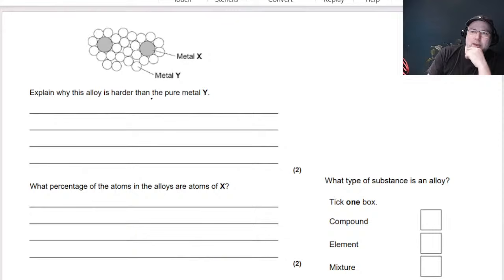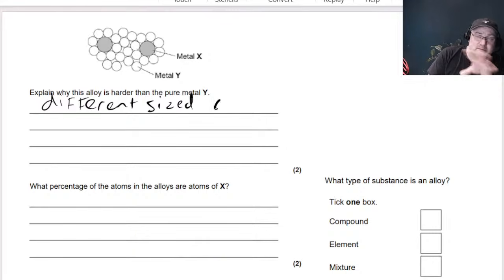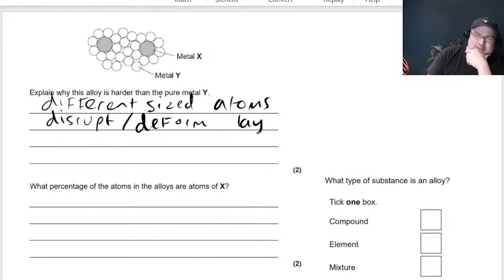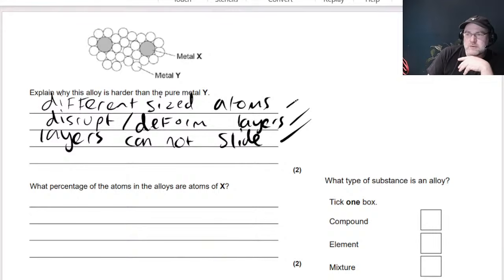Right, explain why alloy is harder than pure metal. So we just did this. So we're going to say only 2 marks, stingy gits. Different sized atoms, I'm going to say this time. It could say elements, quicker to write atoms. Different sized atoms. I'm going to use the word disrupt, but you could say deform, and then layers. And then I want to say layers cannot slide. Bosh. 1, 2, 3.